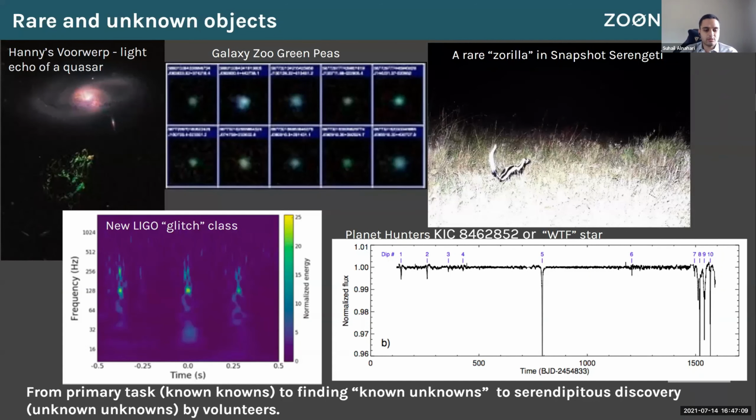So what we really want to focus our volunteers on is the known unknowns, which is the Zorillas, and even the unknown unknowns, which are the things that even scientists don't know about. Think of it as if zebras don't exist in Africa, and you want your volunteers to look at your images to find that there's a zebra, even though you know that zebras don't exist there, or zebras don't even exist on Earth.